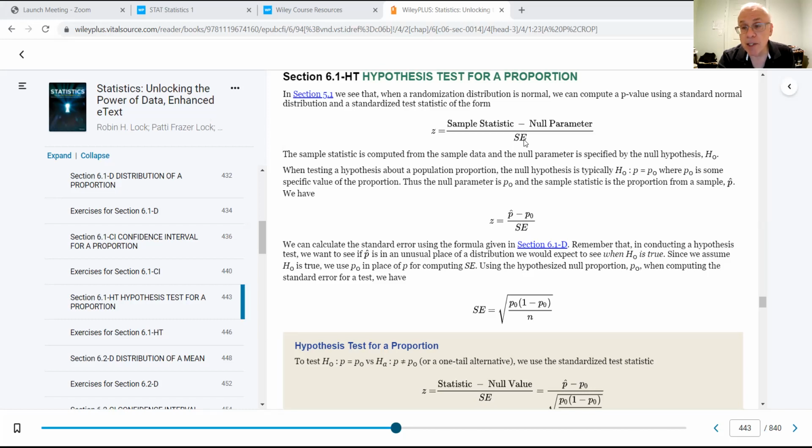In the last video that I did, we talked about the standard error as the square root of p times 1 minus p divided by n. That's the standard error for a proportion.